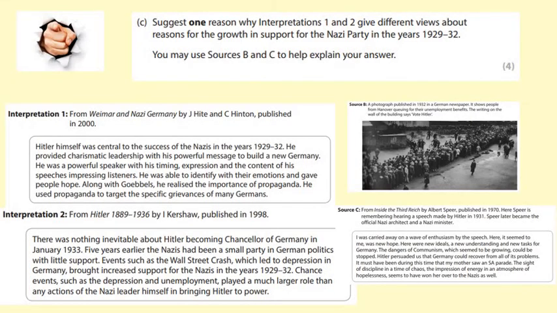So have a go at this question now. Pause the video for 5 minutes. You've already read the sources through, so you shouldn't need any more time than 5 minutes because you are just writing your set answer.